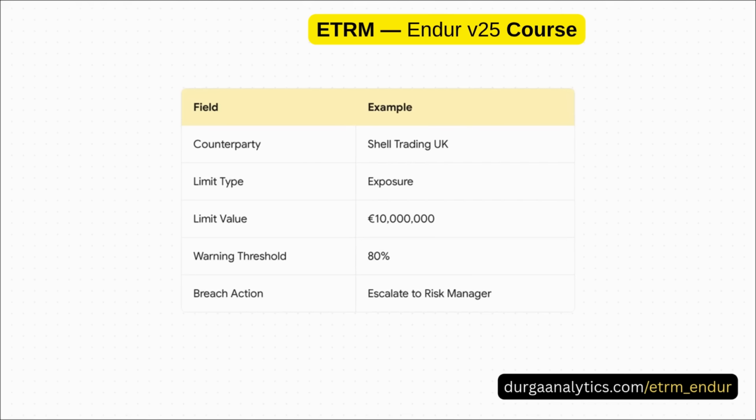And here's what it actually looks like inside the system. Let's say we're setting up a limit record for Shell Trading UK. We define the value, of course, 10 million euros, but what's just as important, maybe even more so, is defining the automated actions. See here, we've set a warning threshold at 80%, and the breach action? Automatically escalate to the risk manager. This is how you do proactive risk management, not reactive.